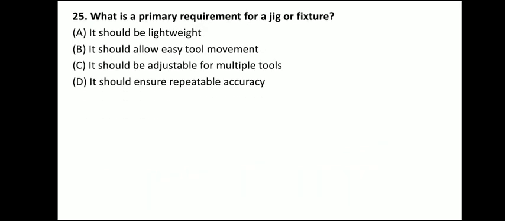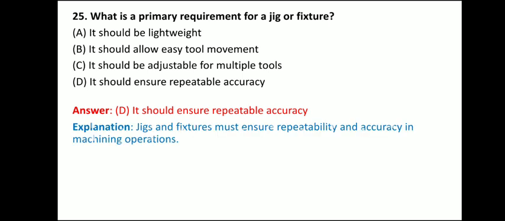Next question. What is the primary requirement for jig or fixture? The answer is it should ensure repeatable accuracy. So jigs and fixture must ensure repeatability and accuracy in machining operation. Why we use jigs? Because there is no need of marking and few other operations. So we can increase the productivity, and at the same time we can increase the efficiency and accuracy.